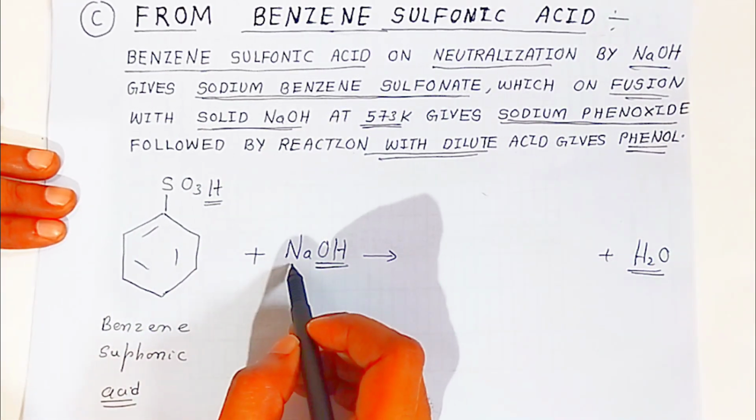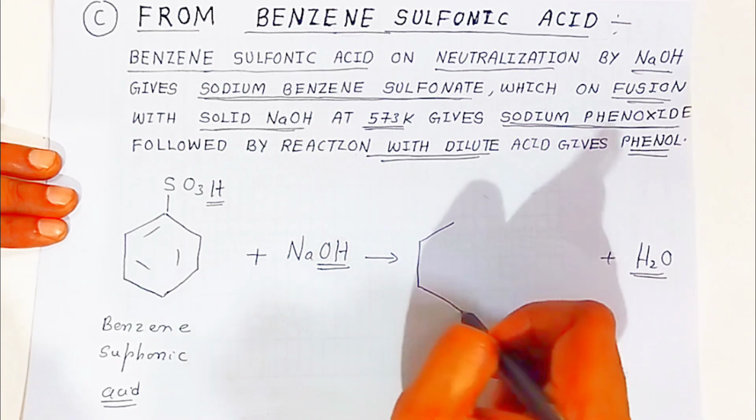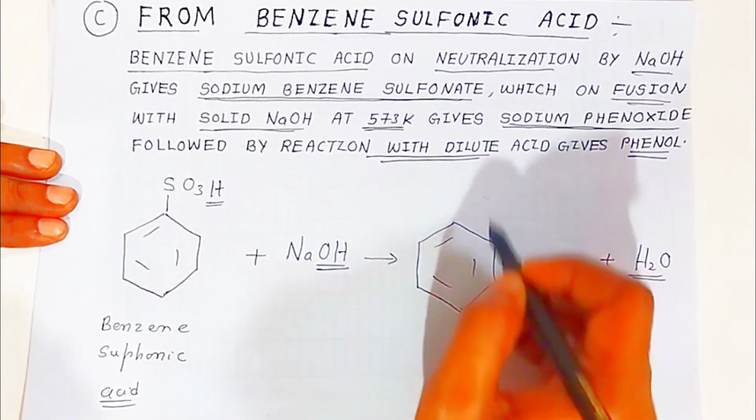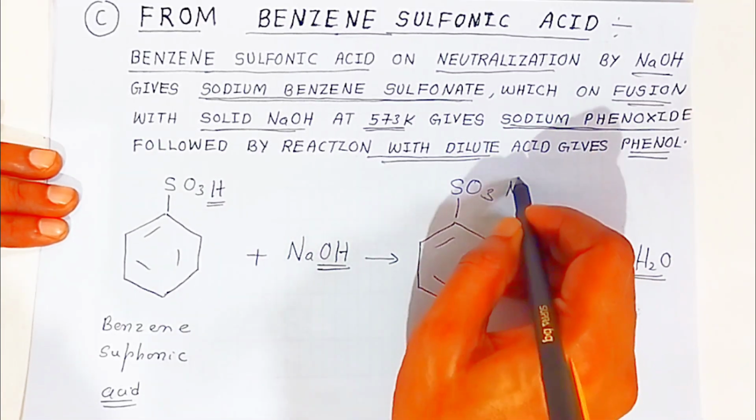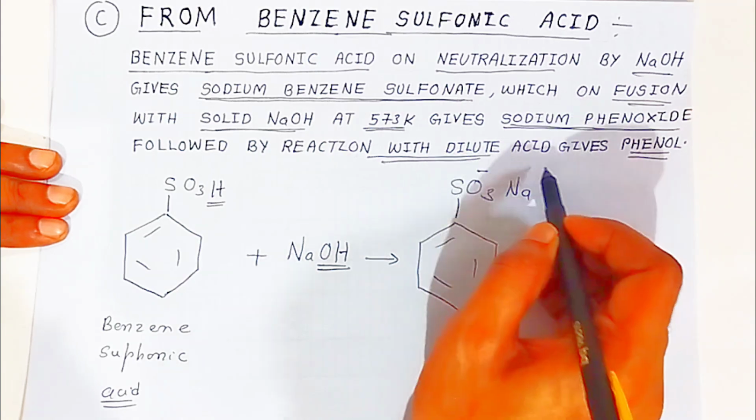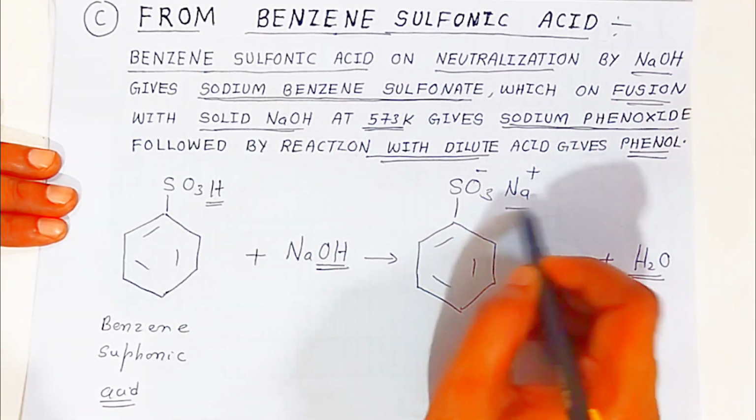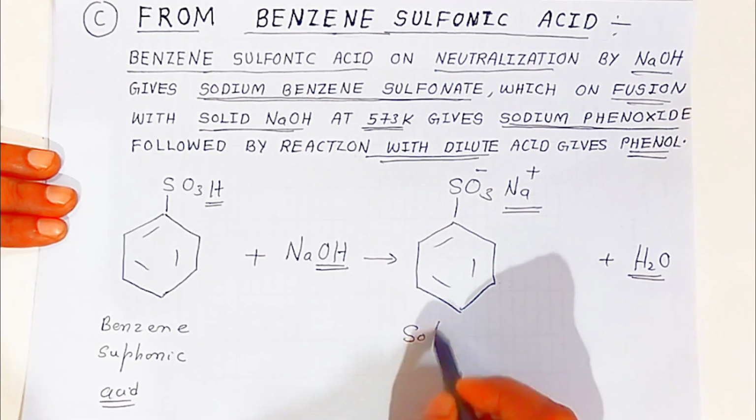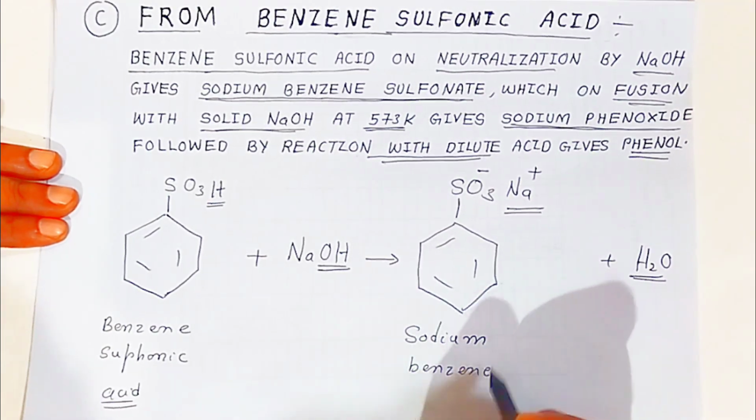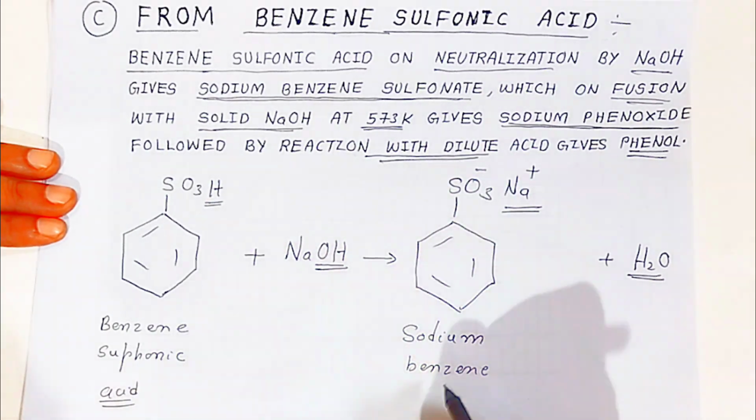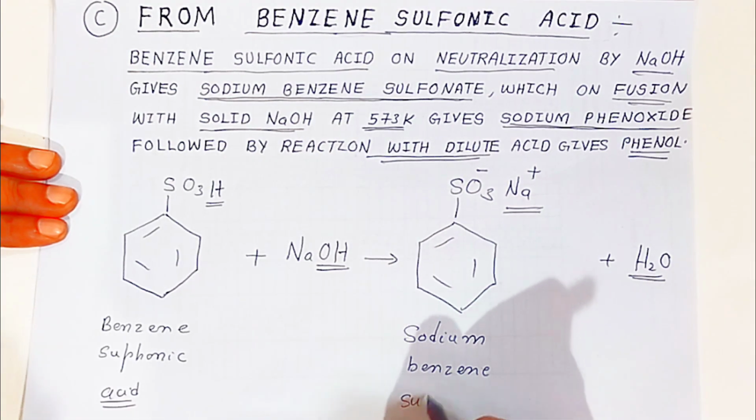And this sodium will form the salt of the acid like this, students, SO3 Na. SO3 will be negative and Na plus. So this is the salt, students, that is the salt name. You have to start the naming from here, students. That is called sodium benzene, a derivative of sulfonic acid. So we will write sodium benzene sulfonate.